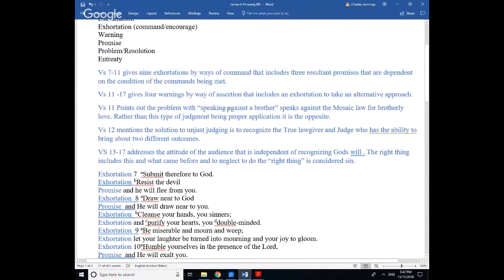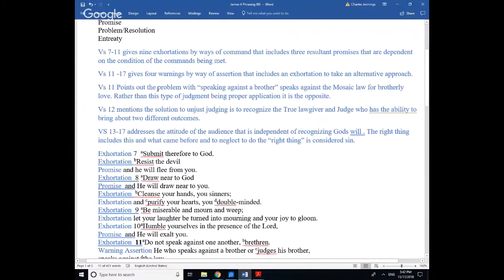Okay, so we come right here and I go into verse 11 a little bit more in detail. I said it points out the problem with speaking against a brother because it speaks against the Mosaic law that mentions brotherly love. Rather than this type of judgment being proper application, it's the opposite. In other words, a lot of times self-righteous people will bring judgments against somebody and they think that they're actually obeying the word of God, but actually they're speaking against the word of God.